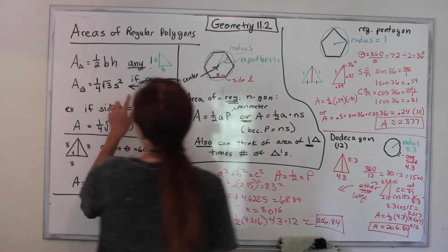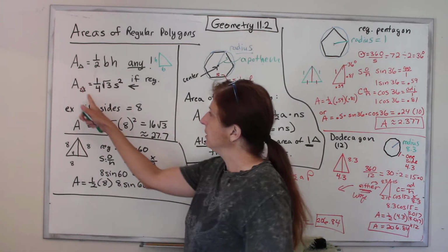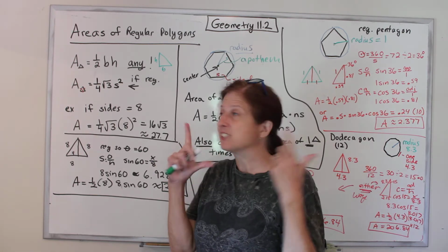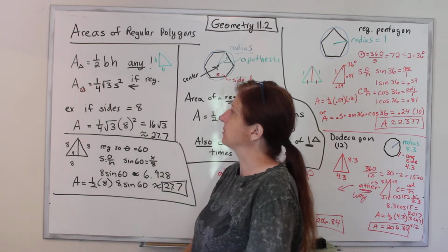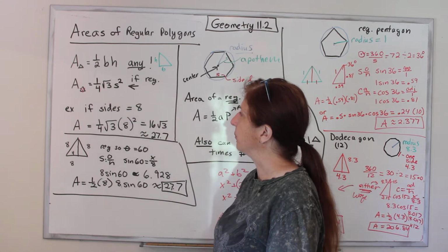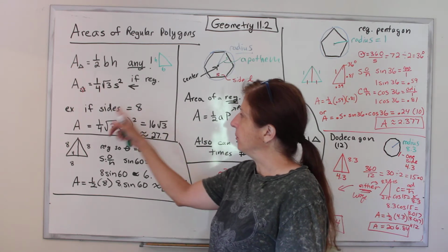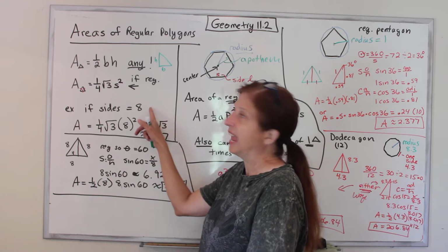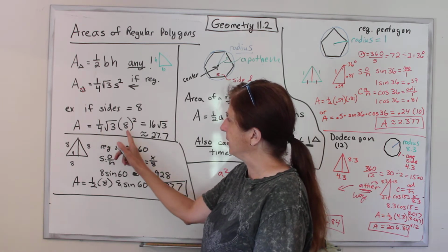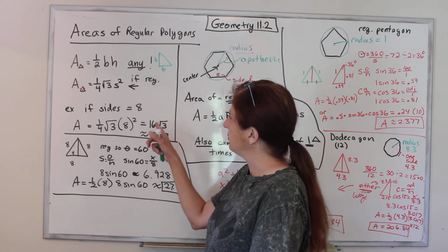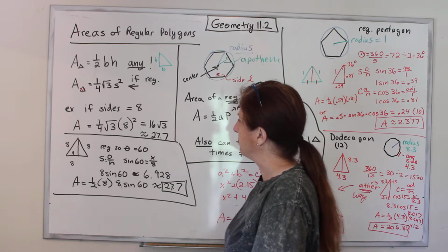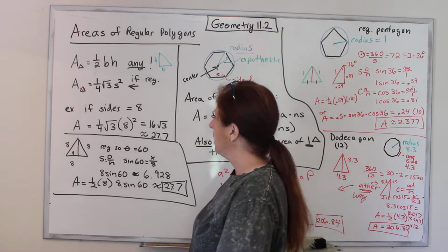If it's a regular triangle, see how I've got 3 little red lines drawn there to show the 3 sides are the same, then it has a special formula: 1/4 times the square root of 3 times sides squared. So for example, if the sides are 8, it'd be 1/4 times the square root of 3 times 8 squared, which is 16 times the square root of 3, which on your calculator comes out being about 27.7.